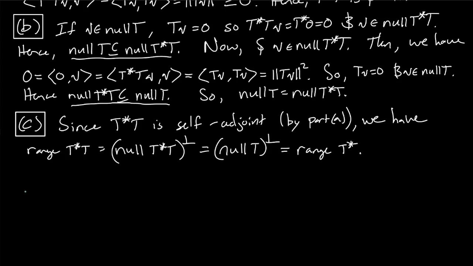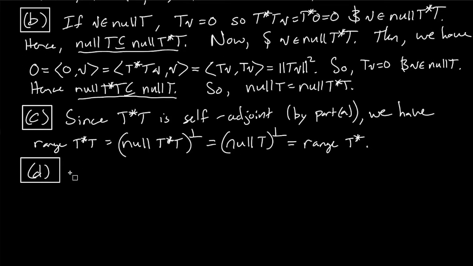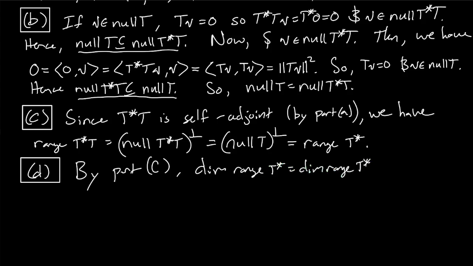Okay, let's do D. Part D asks us to show, going back up, that the dimension of the range of T is equal to the dimension of the range of T star, which from part C tells us that the dimension of the range of T is also equal to the dimension of the range of T star T. Okay, so by part C, dim range T star is equal to the dimension of the range of T star T. Okay, nothing crazy.